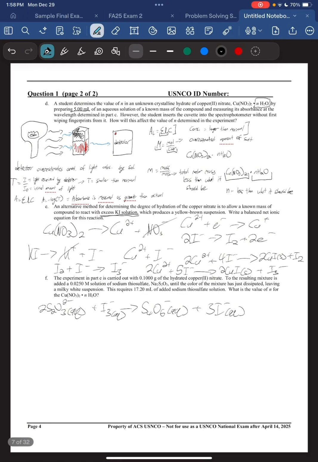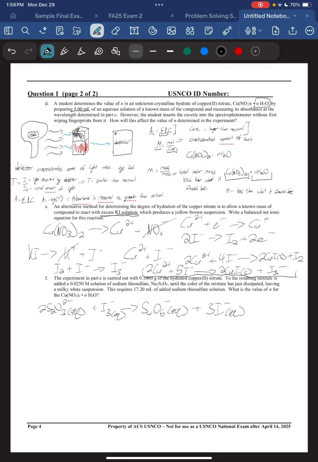So what does this mean? Well, in our initial reaction up here, we notice that we have 2 copper ions reacting, and it produces 1 I3 ion. So it means that because they both have the same 2-to-1 ratio, there's a 1-to-1 ratio between the copper 2 plus and the sodium thiosulfate, which is very, very useful. So we can use that.